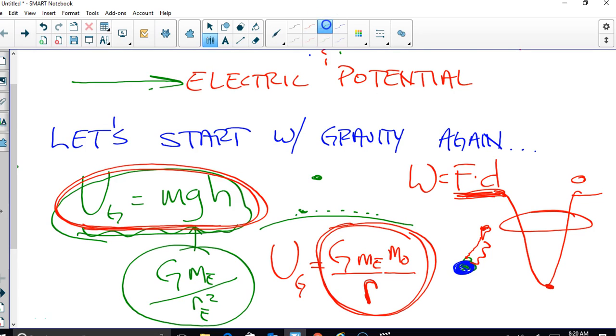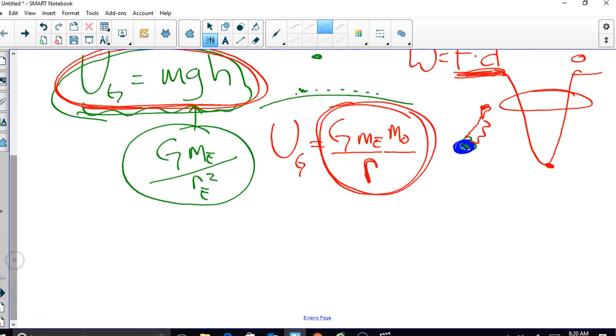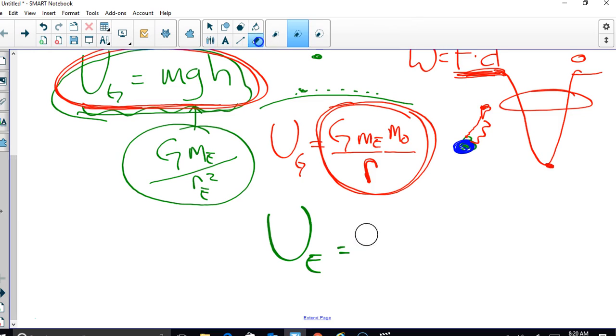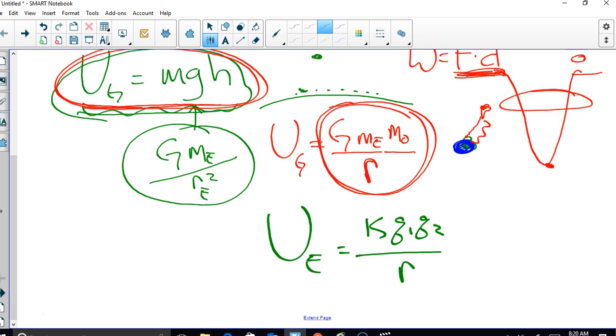So for the electric potential energy from a point charge, it's not G, we know this, it's going to be K Q1 Q2 divided by the distance between them, not squared. We don't use potential energy all that often. It comes up, definitely, and energy is always important.